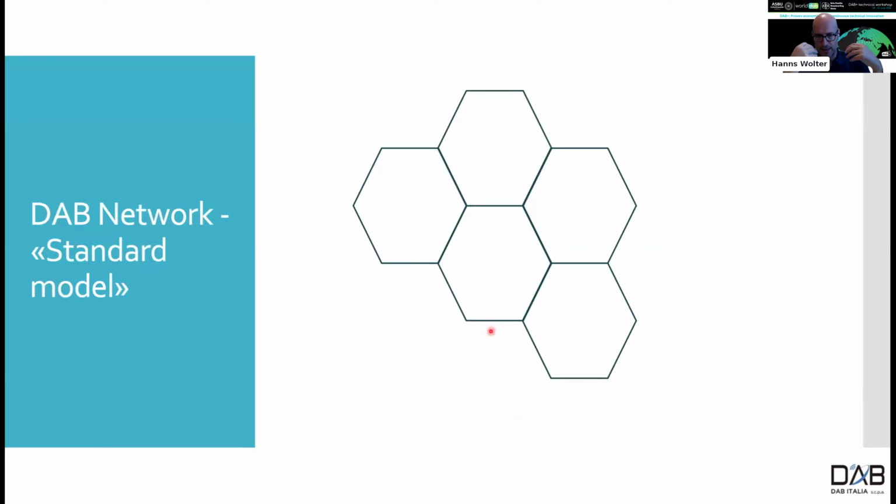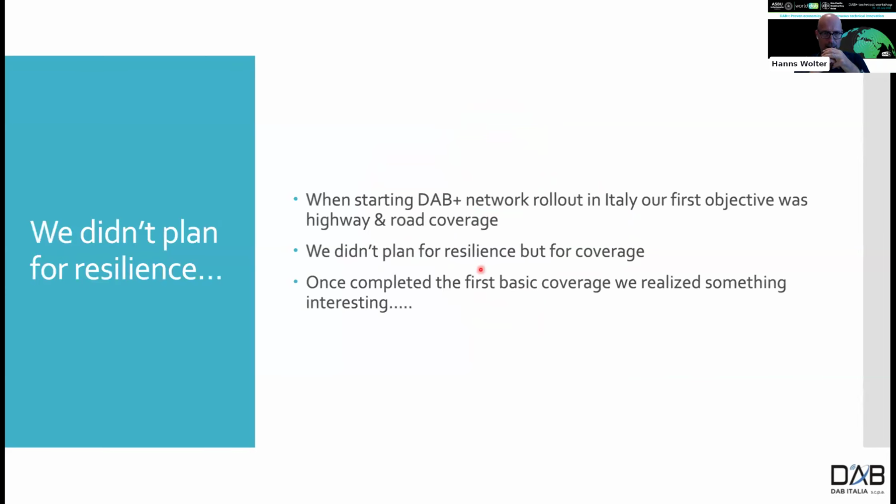Probably some of you remember that at the beginning of DAB, we had these nice schemas which were very much like a cellular network. You had one transmitter coverage area, another transmitter coverage area, and so on. In some cases, and we did the same when we started, we planned our network one transmitter at a time, and then tried to cover the adjacent area and so on. So the first idea was really to do a lot of coverage and not so much resilience.